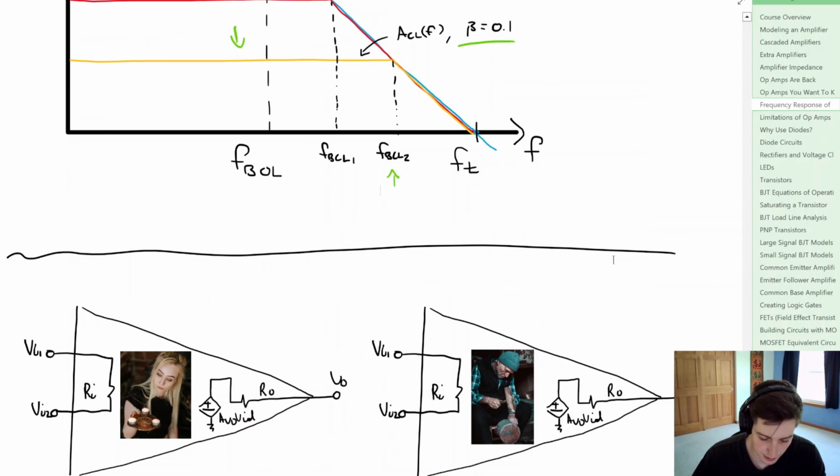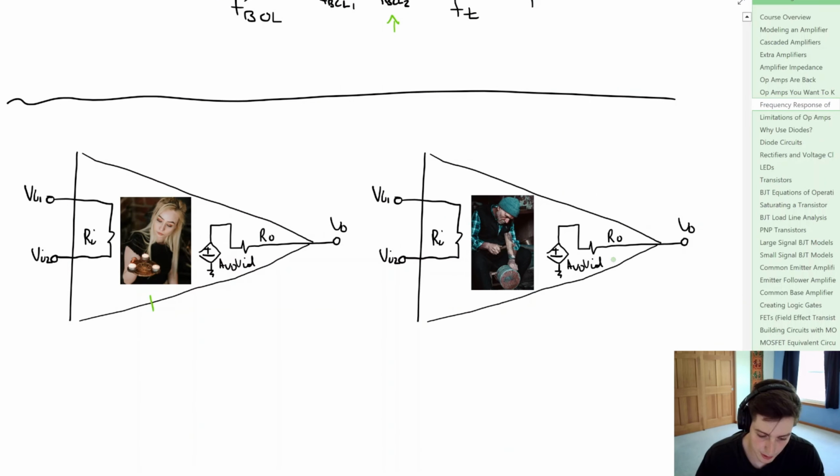So what have we learned from all this? Are op amps these magical devices? No, they're not. There's no magic inside of them.